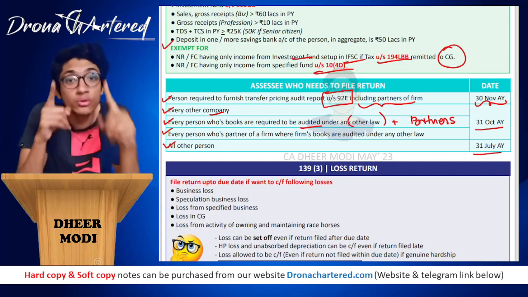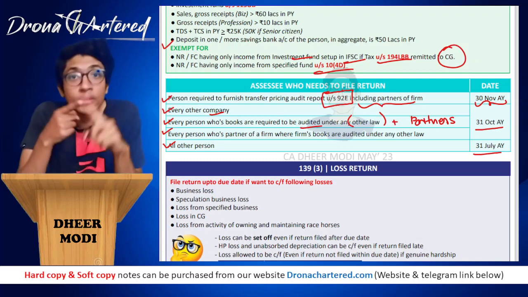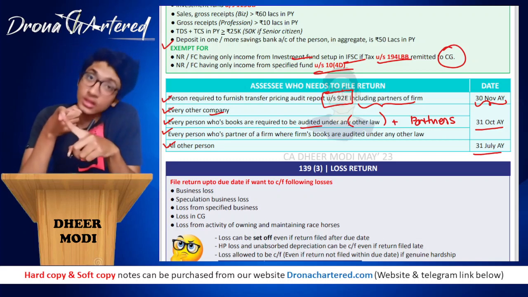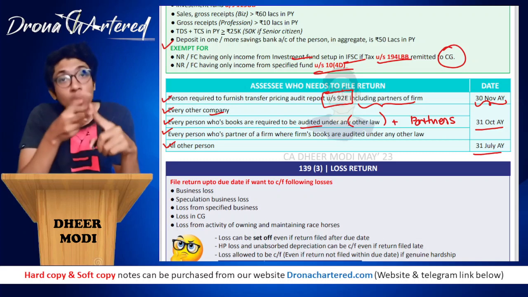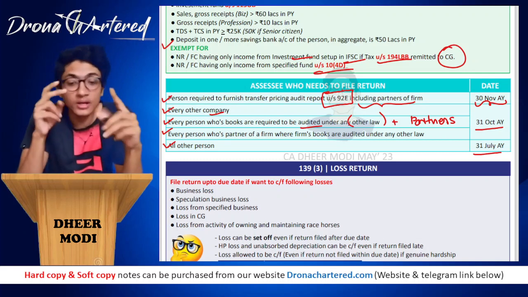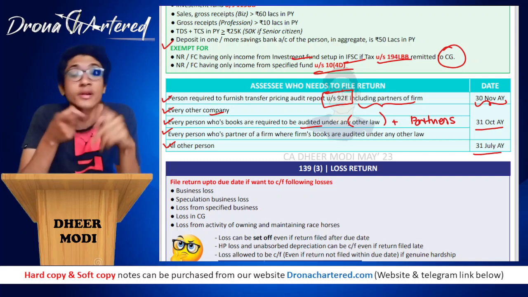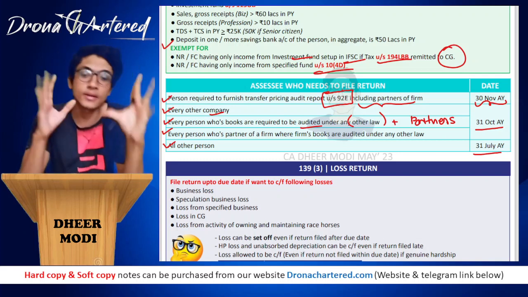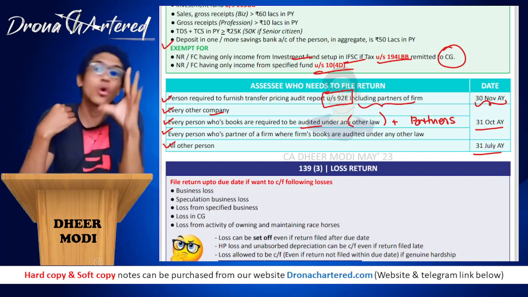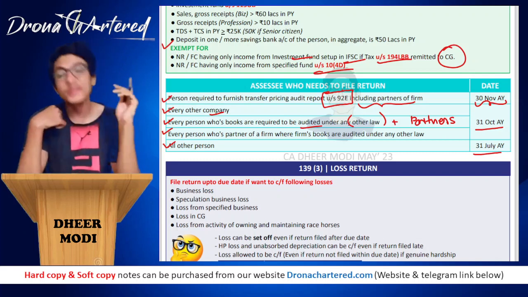So remember, those who are submitting the TP report, it is 30th November. Next, for every other company, for all other companies, it is your 31st October. For all other persons who are required to be audited under any law, plus their partners, it is 31st October. For all other SSCs, it is your 31st July.